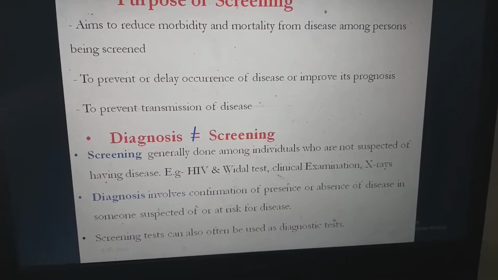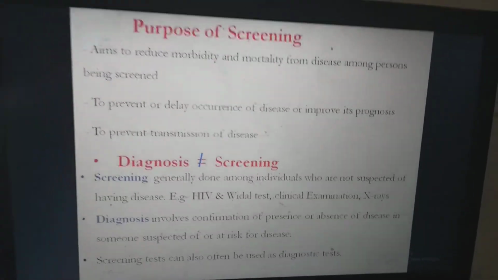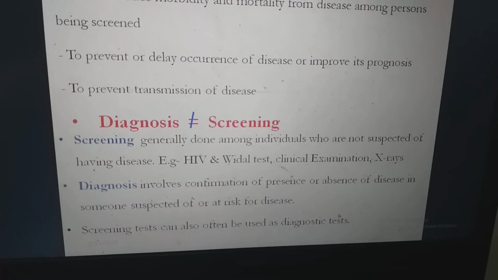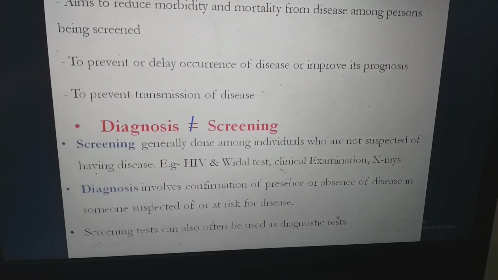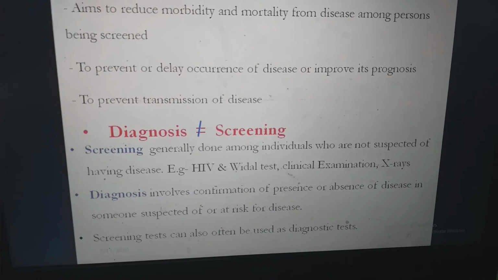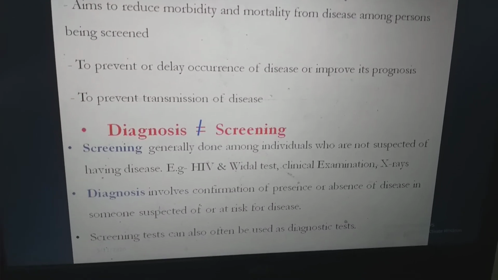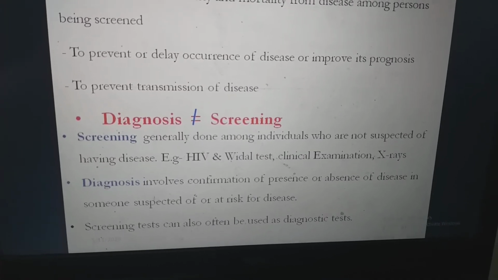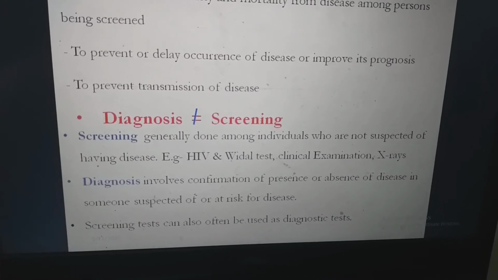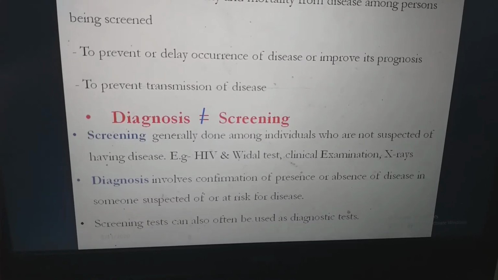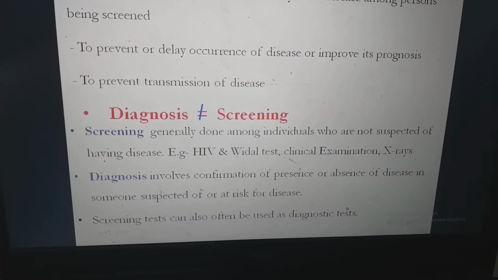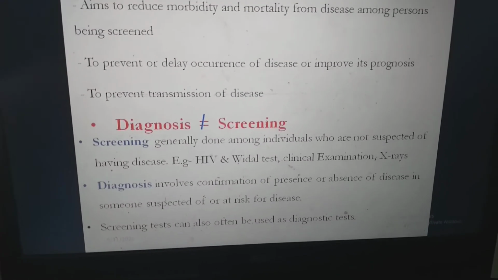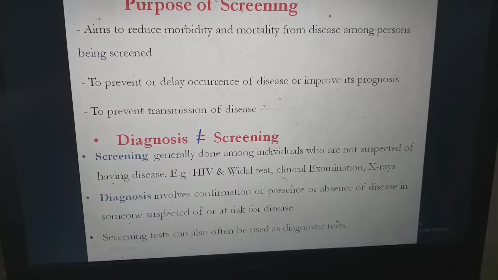Are diagnosing and screening the same? No, it's not the same. Screening, as we have said, is done among individuals who are not suspected of having disease, like HIV, widal test, clinical examination, X-rays, different kinds. But diagnosis is for those who develop signs and symptoms, and involves confirmation of the presence or absence of disease in those suspected or at risk of the disease. So screening tests can sometimes also be used as diagnostic tests.